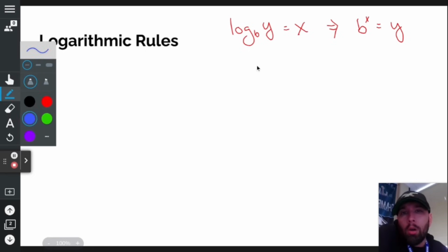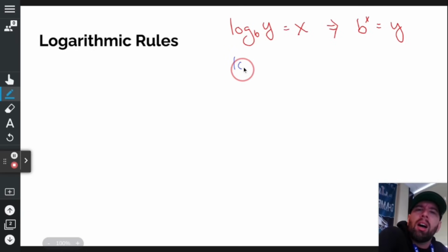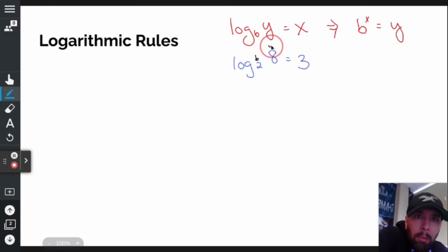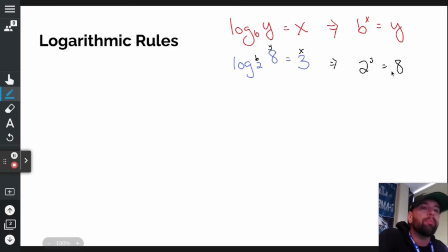So if I give you a problem, there's two basic types of problems that you could see. If I give you a problem that says log base 2 of 8 equals 3, and I say, please rewrite that into exponential form, I would say, well, 2 would be my b, 8 would be my y, and 3 would be my x. So I'll write that out as b to the x, 2 to the third, equals y, which is my 8. That's way number one of doing a problem like this.